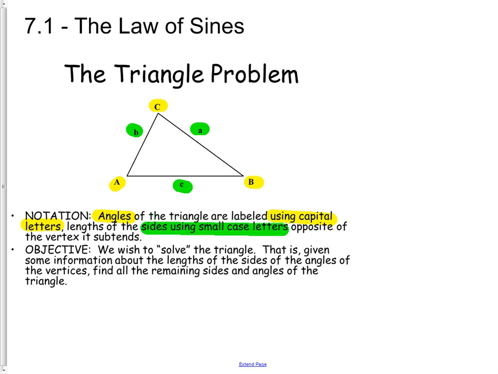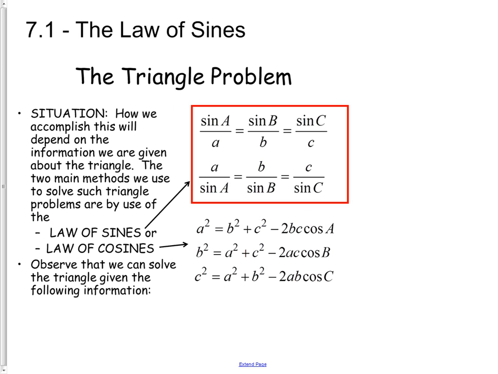All right, with that notation in mind, how could we accomplish this? There's actually two ways. We use either the law of sines, which is illustrated right here that I'm pointing to, or the law of cosines. And depending on what information we're given, we can determine which of these two rules is the important rule to use. And the law of sines is the most widely applicable, so that's the one we're going to start off with.